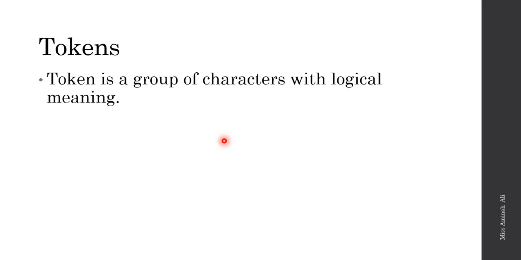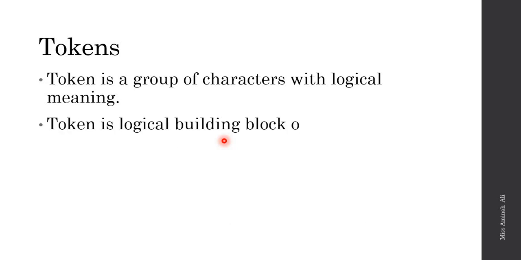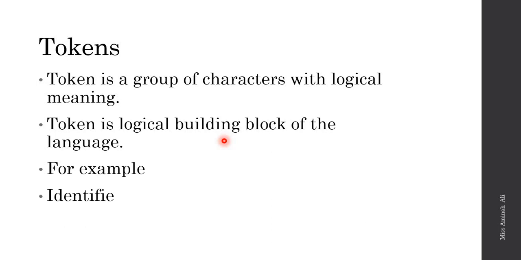So basically, first of all, we will talk about the tokens. Token is a group of characters with logical meaning. अब token एक group of characters है जिसका कोई ना कोई proper logical meaning है, and token is the logical building block of the language. अब actually token क्या होते हैं कि जब हमारे पास कोई भी certain statement आती है, for example, हमारे पास कोई statement है int a is equals to 10.